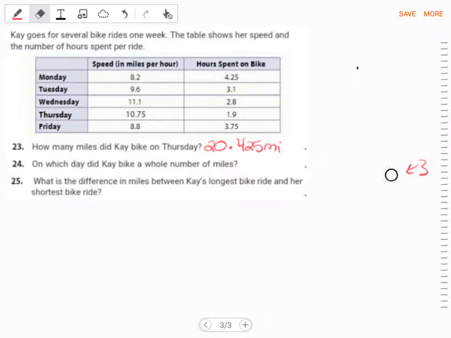Now we're going to try the next one. It says, on which day did Kay bike a whole number of miles? So we need to go through here, and they're actually wanting us to calculate the mileage for each day. So we know on Thursday, I'm going to go ahead and write that one in because we already have it.